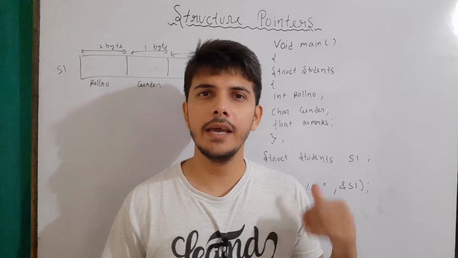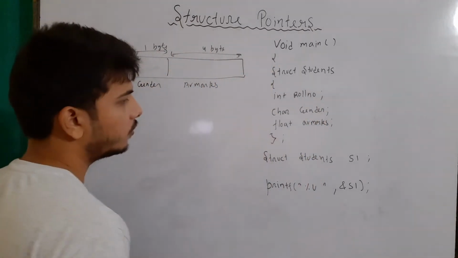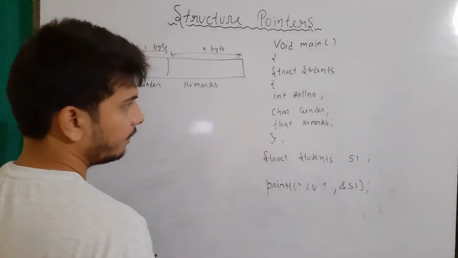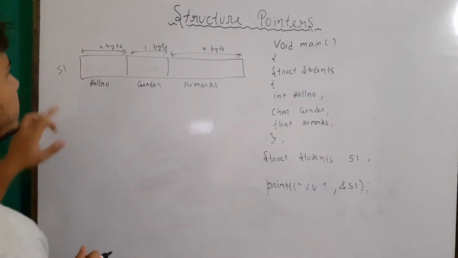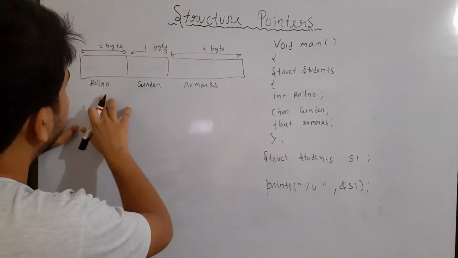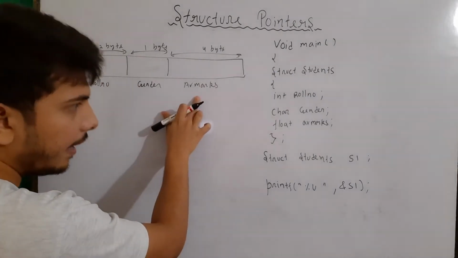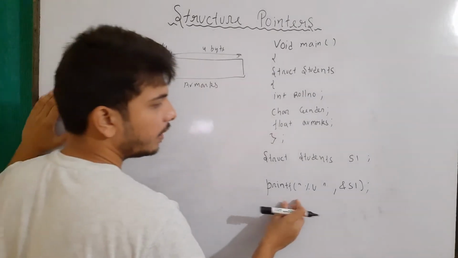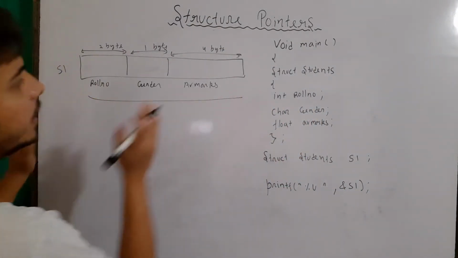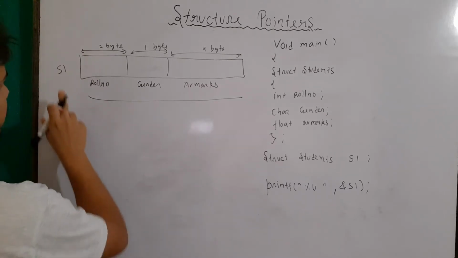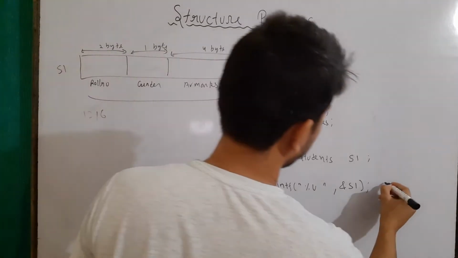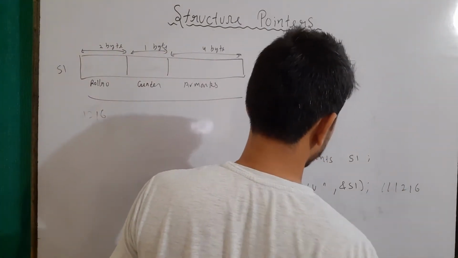To explain it, here I have made a structure with the name student and the variable name S1. It has three elements: roll number, gender and average marks. So three consecutive memory locations are given to our variable, holding roll number, gender and average marks. Now if I do printf of %u and &S1, it will give me the base address of our structure. Let's say the base address of our structure variable S1 is 1216. So it will give us output as 1216.